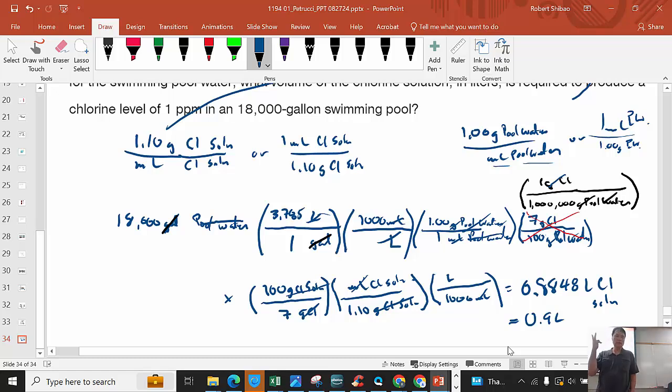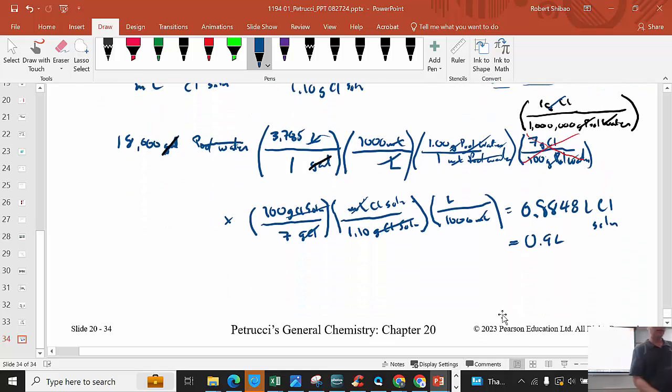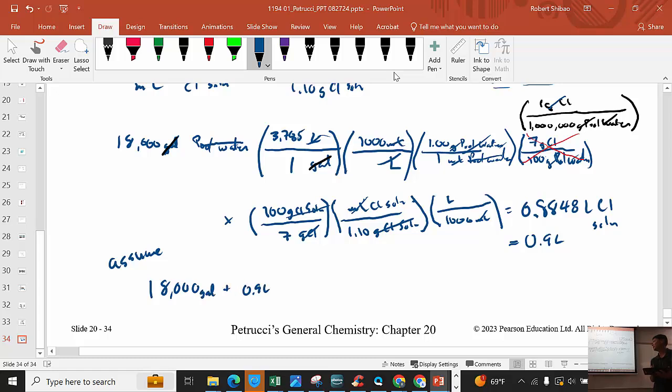And so we do 2 things in that case. Option 1 is we take the easy way out. The easy way out is to save ourselves some math. The easy way out is we make an assumption. We assume that 18,000 gallons plus 0.9 liters is about 18,000 gallons. In other words, we're going to say, even if I dump a liter in there, it's not going to change the volume significantly.